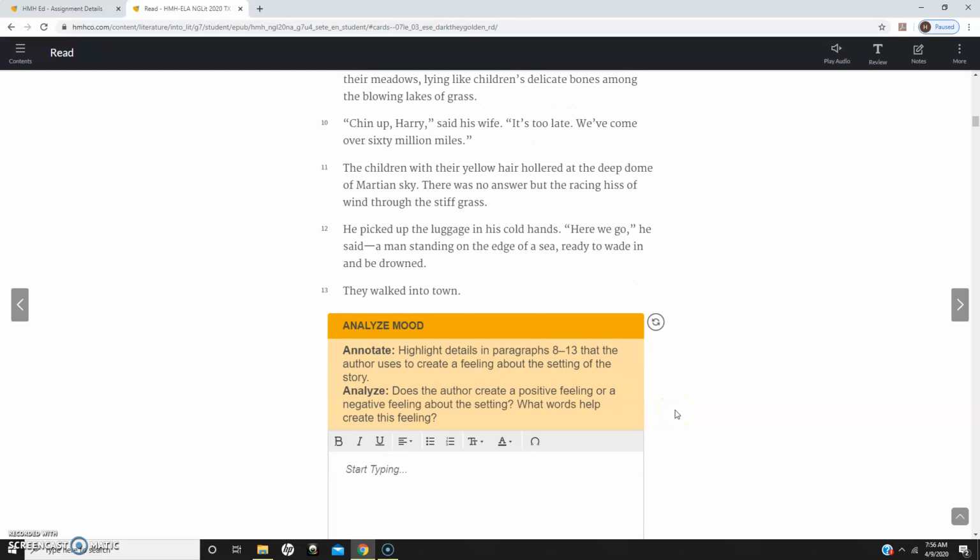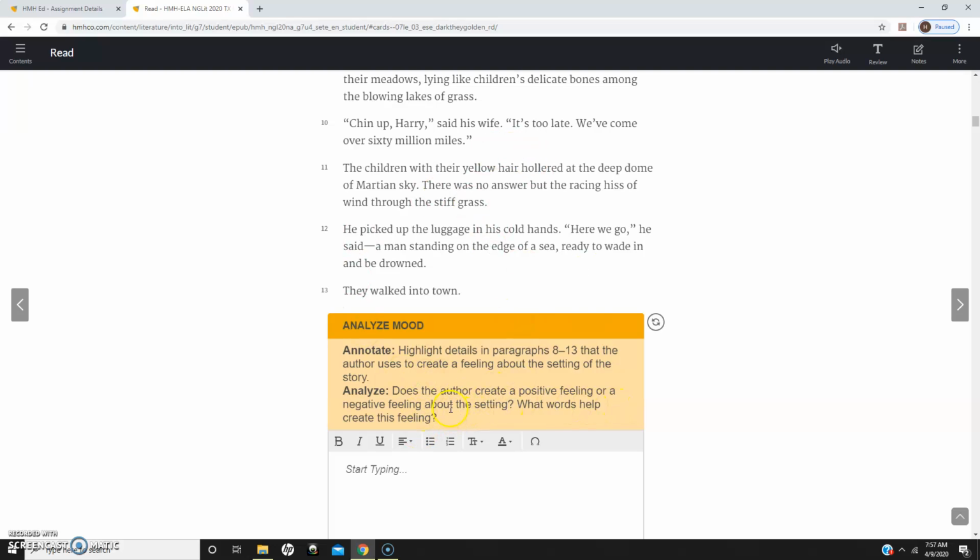So I'm going to keep reading. "The children with their yellow hair hollered at the deep dome of Martian sky. There was no answer but the racing hiss of wind through the stiff grass. He picked up his luggage in his cold hands. 'Here we go,' he said, a man standing on the edge of a sea, ready to wade in and be drowned. They walked into town." So here's another question: highlight details in paragraphs 8 through 13 that the author used to create a feeling about the setting of the story. I'm going to do that in just a second.